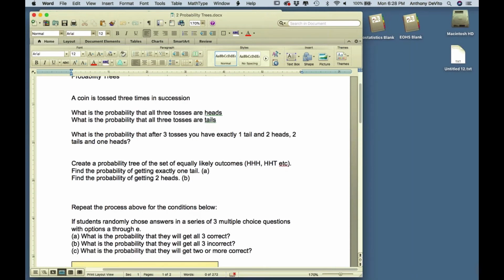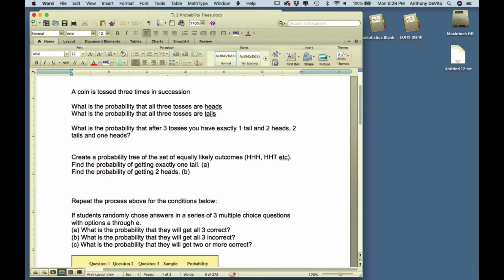Okay, toss a coin 3 times. The probability that all 3 tosses are heads, what was it going to be again? 0.5 times 0.5 times 0.5, which is 0.125, right? 1/2 times 1/2 times 1/2 is 1/8, which is 0.125. Okay, what's the probability that all of them would be tails? Well, there's only one way for that outcome to occur. Each one has to be 0.5, so 0.5 times 0.5 times 0.5 is 0.125.